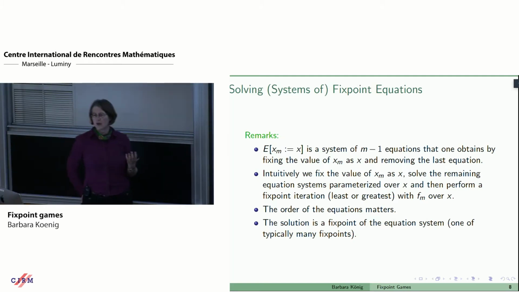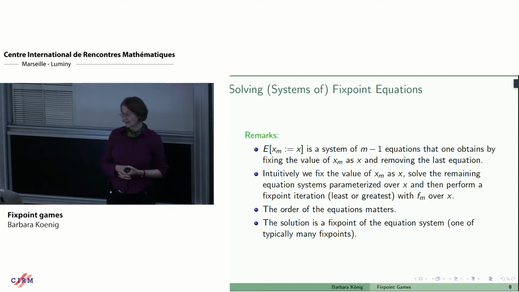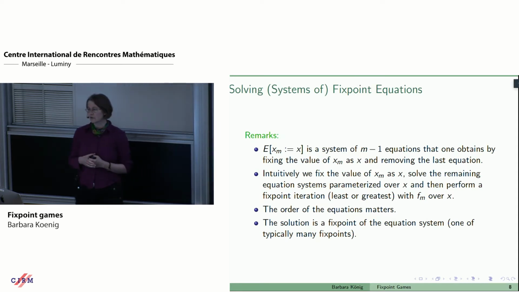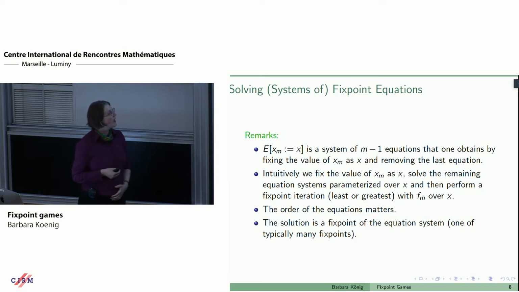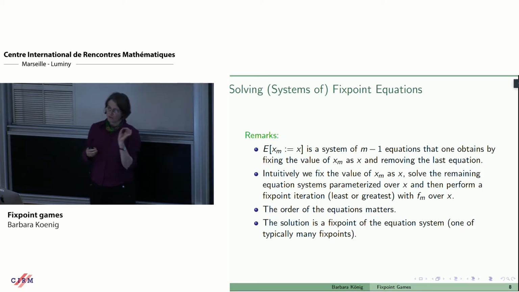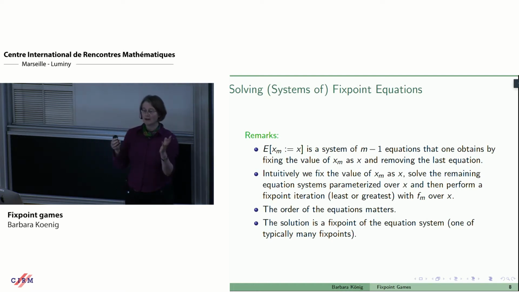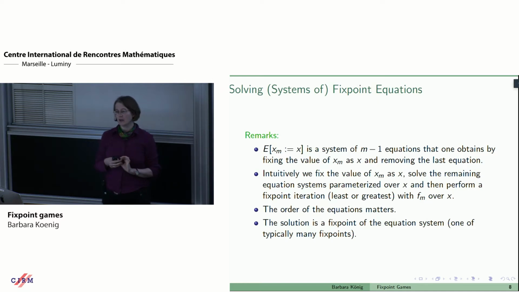And actually, the order of the equations matters very much. If you exchange the order of equations, you usually get a completely different solution. Usually, the last equation is the one that matters and kind of dominates the others. So the last equation corresponds to the outermost fixed point in mu calculus. Then the solution is a fixed point of this fixed point equation system, but one of many. There are other fixed points, but you want this specifically.